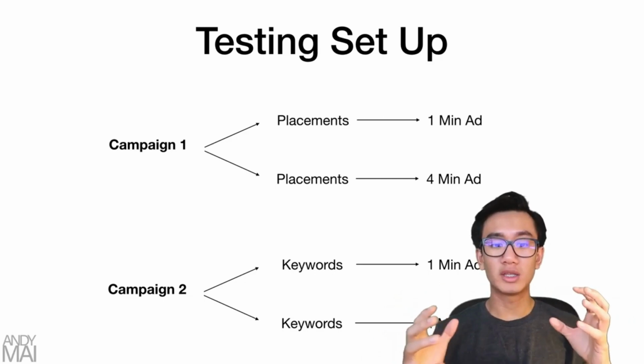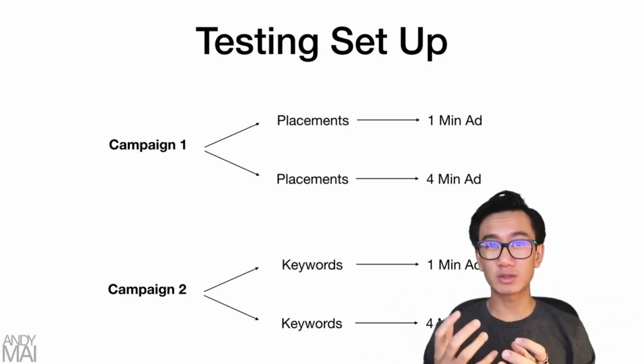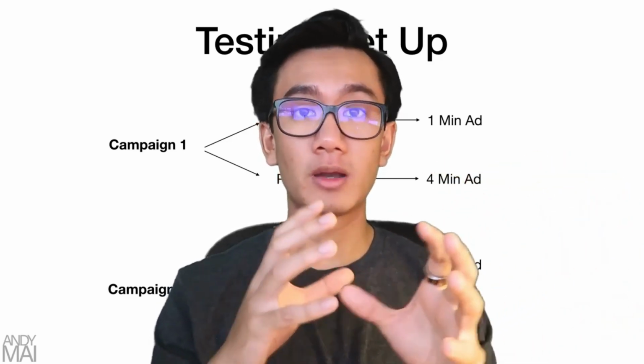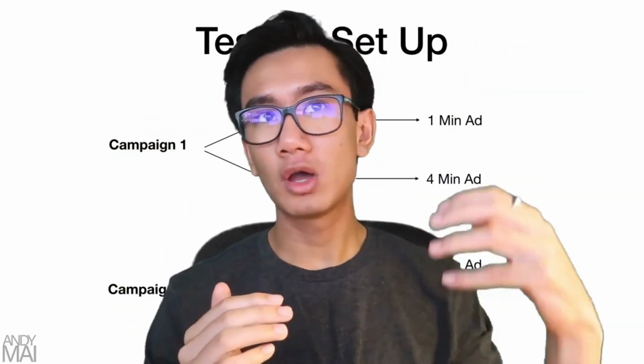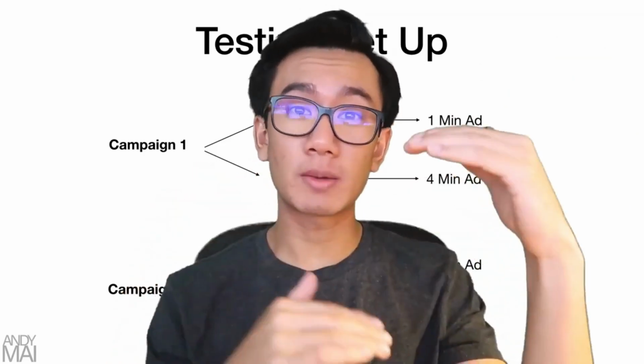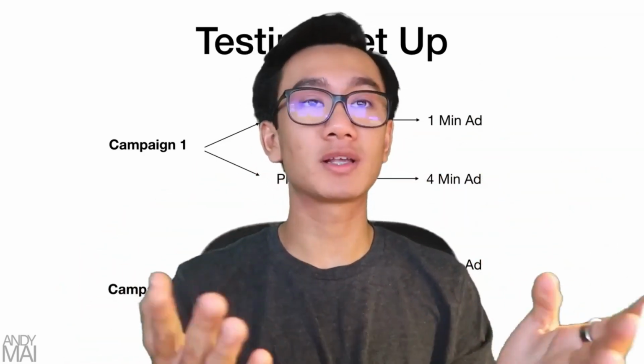Just because Google doesn't really split test things properly, it would sort of optimize and spend the majority of the budget on a certain thing, whether it's ad 1, ad 2, or placements or keywords. That's why you want to separate everything, and this is basically the blueprint.